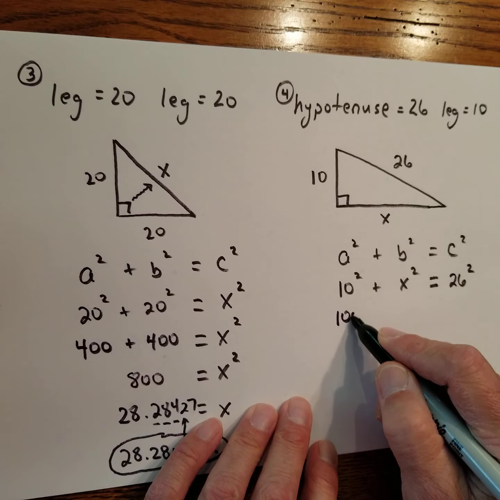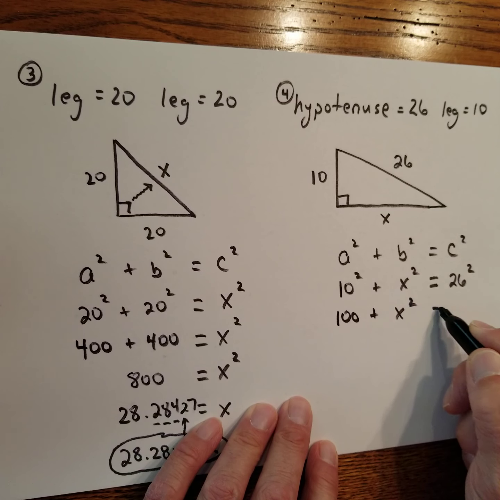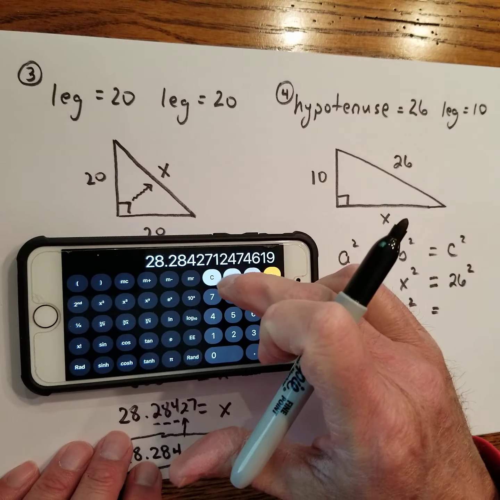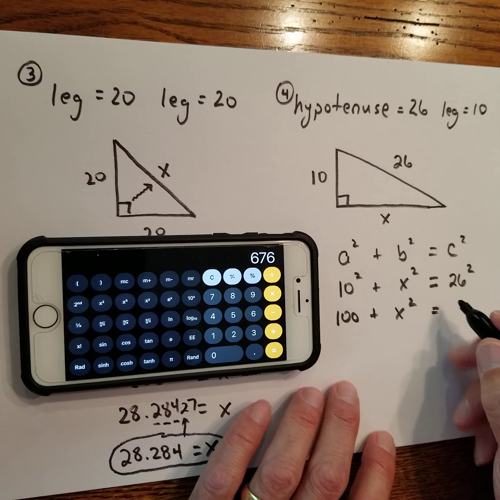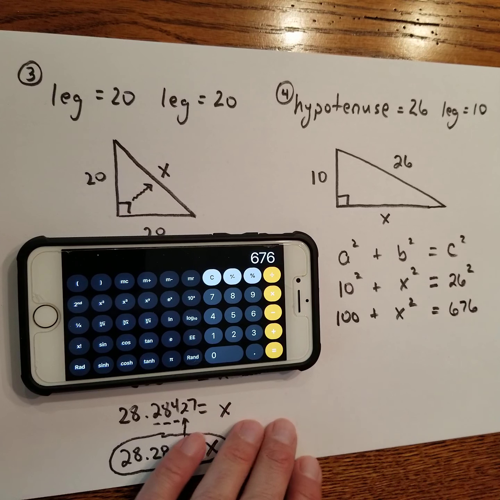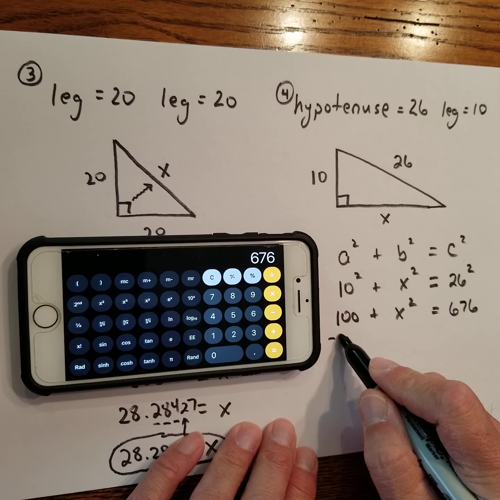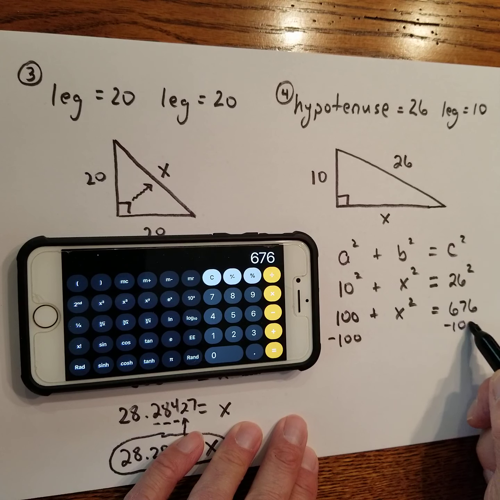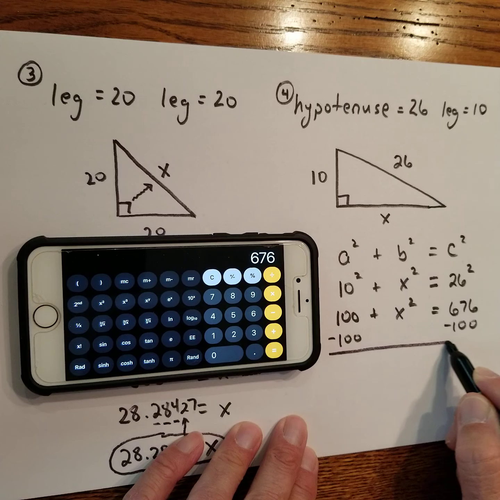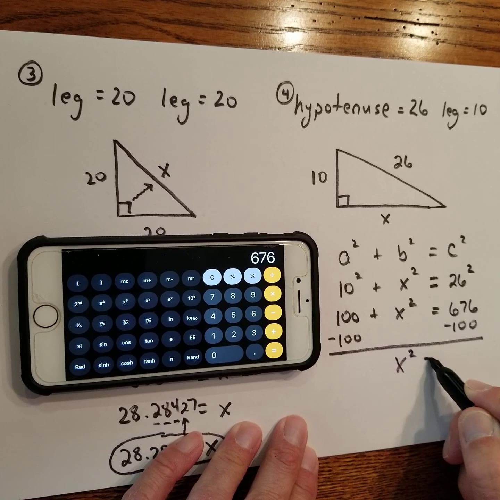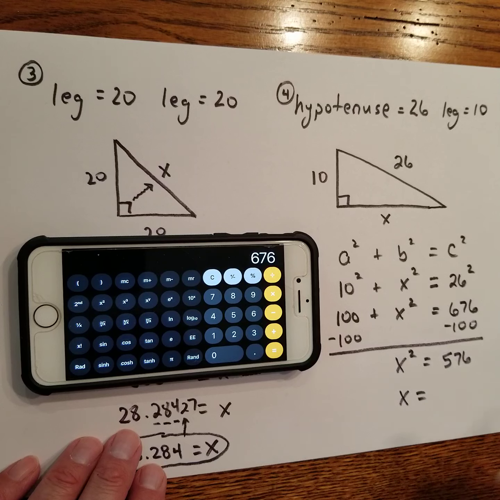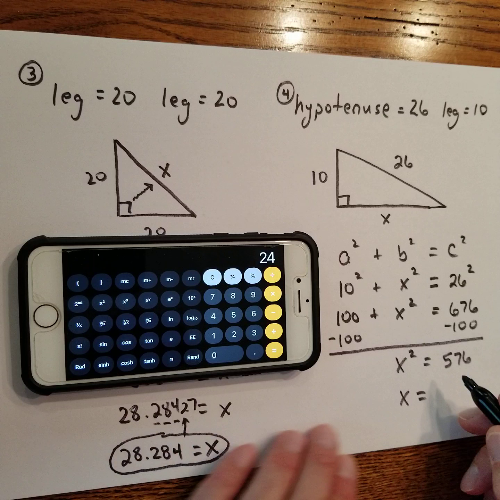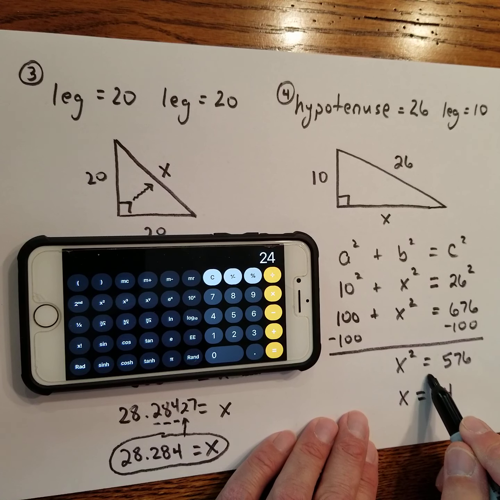I can do 10 squared in my head, but I'll use a calculator to get 26 squared. 26 times 26 is 676. Now get rid of this 100. We'll subtract 100 from each side. Last step, take that square root. The square root of 576 is 24. Nice and even.